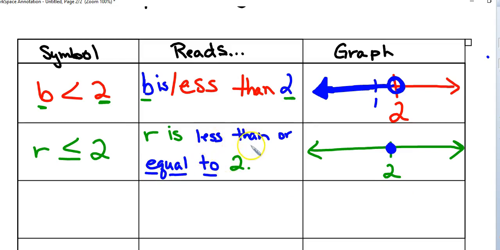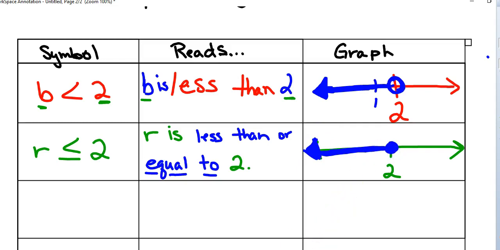Now let's take care of the less than part. Think of a number that's less than 2. Where on the number line is it? Is it to the left or to the right? It is to the left. So we're going to color in to the left of 2. And that's going to be our graph here in the blue.